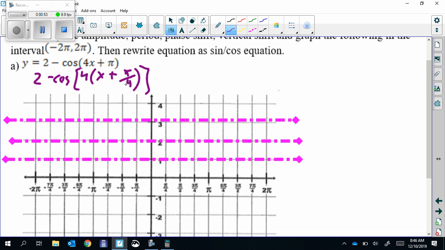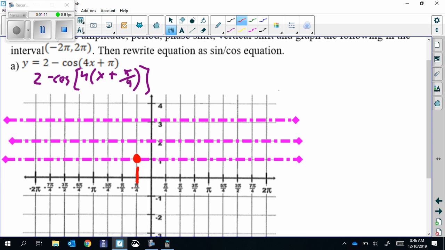But first, let's identify our shift here. It's plus pi over 4, which means we are going to shift to the left pi over 4. So here's left pi over 4. That's where we start. It's negative cosine, so it starts from the bottom.